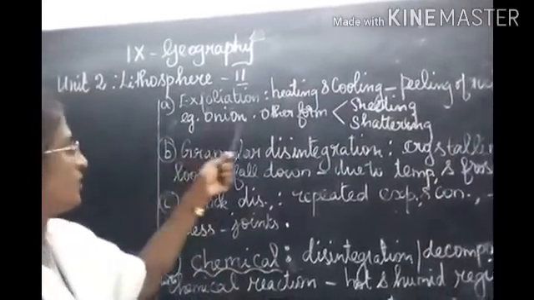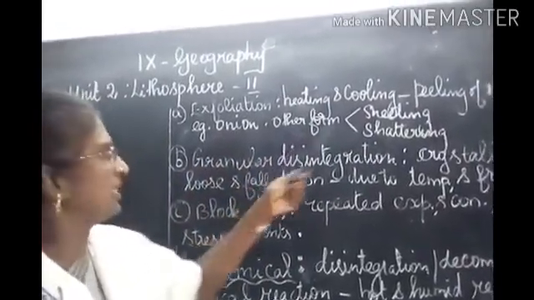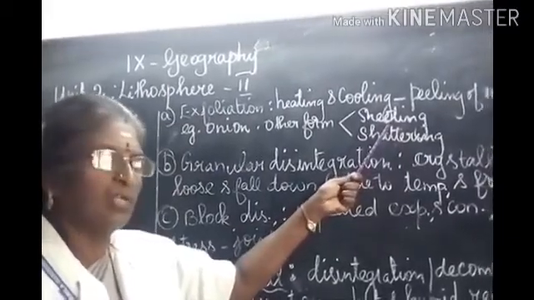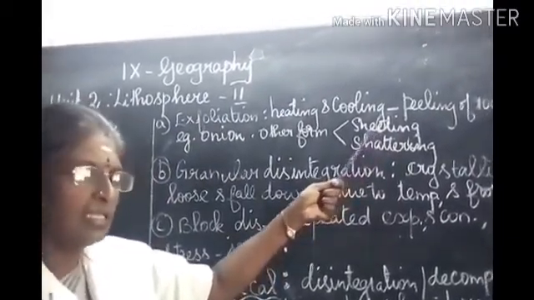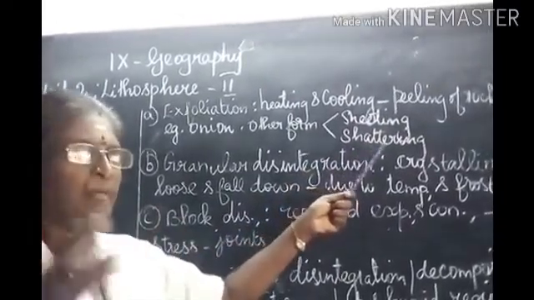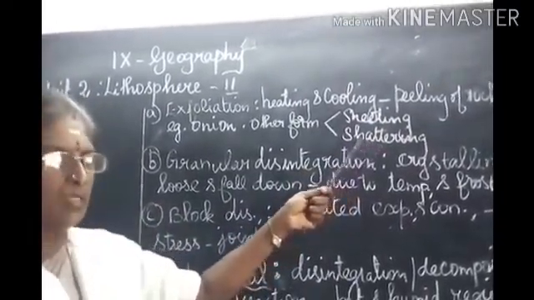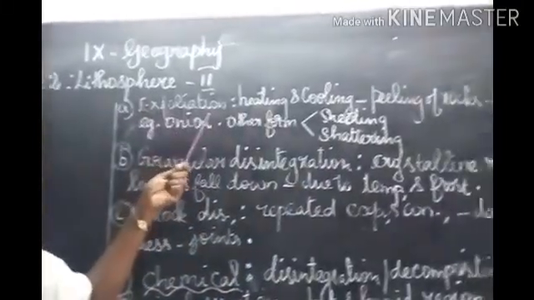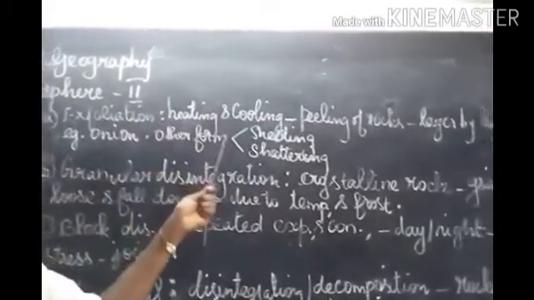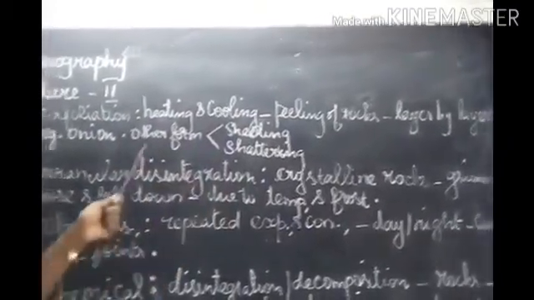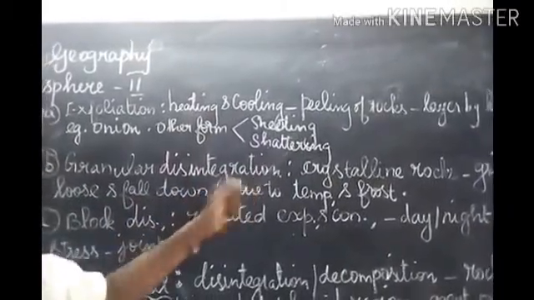Exfoliation is of two forms. It is sheeting and shattering. Sheeting means you take an example of a mat. It is in the sheet form. Paper is a sheet form. Shattering means it becomes broken stone pieces. So once again, exfoliation means due to the heating and cooling the rocks are peeled out layer by layer. It is of two forms, sheeting and shattering.